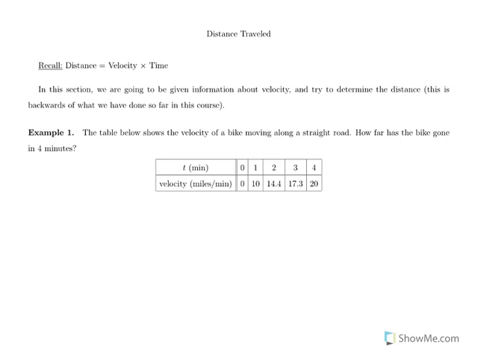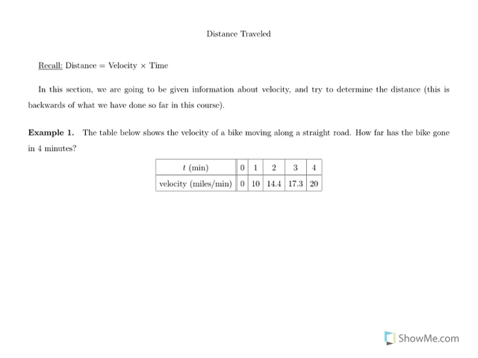So let's start with this example. The table below shows the velocity of a bike moving along a straight road. This idea of a straight road is important right now because if you get to a curvy road or something, it becomes a little more complicated. That's something that you can take care of in a Calculus 3 course. So we're asking how far has the bike gone in 4 minutes?